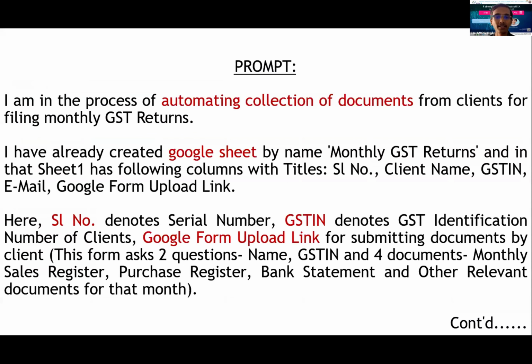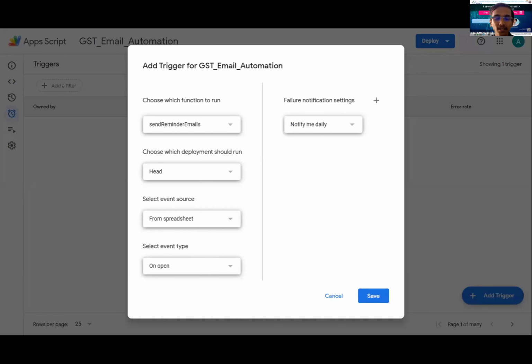Now I will add the trigger here. Choose which function to run: sendReminderEmails. It's correct. Next, choose which deployment should run. Head means the latest code which I have pasted. Next, select event source. Instead of from spreadsheet, I will select it as time-driven.